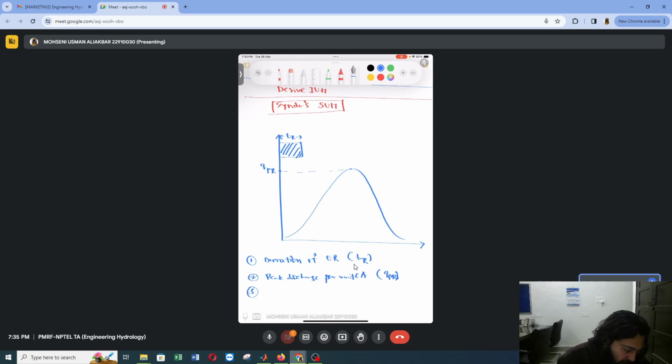And the third important characteristic is time lag or basin lag. We call it basin lag. So what is basin lag? Basin lag is nothing but the difference between the centroid of effective rainfall and the peak of the synthetic unit hydrograph. So from the centroid of effective rainfall till the peak of the synthetic unit hydrograph is reached, we call it basin lag. We call it TPR.